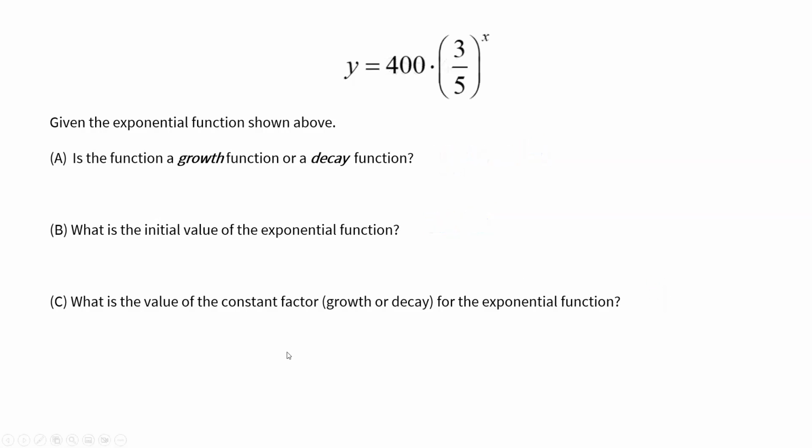Meanwhile, when you look at the next one, y equals 400 times 3/5 to the x, this one would be a decay function. It's because you have an initial value of 400 and this constant factor, which would be a decay factor at this point, because this is a value that's under 1. So 3/5 would be the exponential factor of this function, or the constant factor.